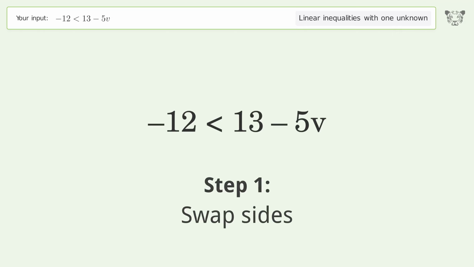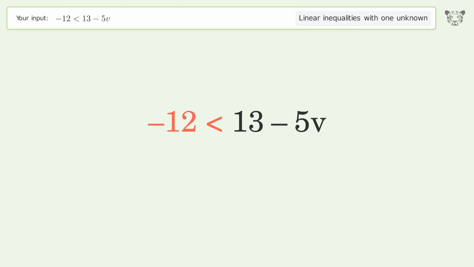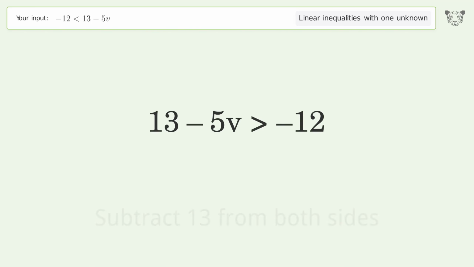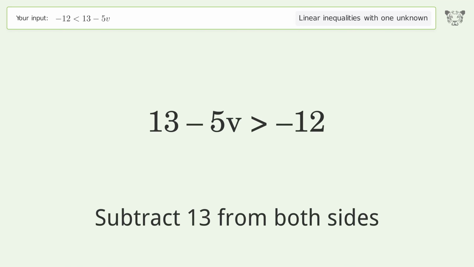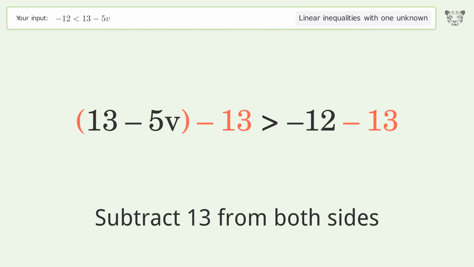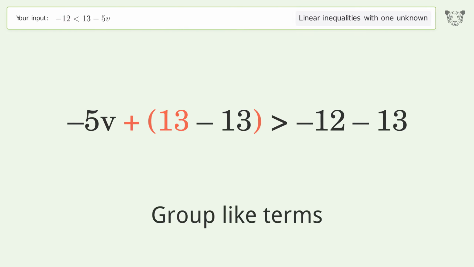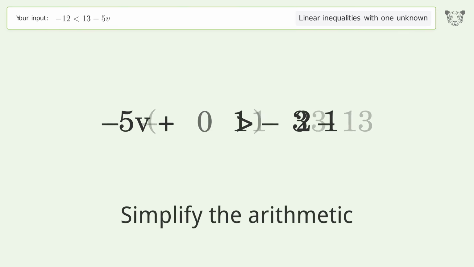Swap sides. Group all constants on the right side of the inequality. Subtract 13 from both sides. Group like terms. Simplify the arithmetic.